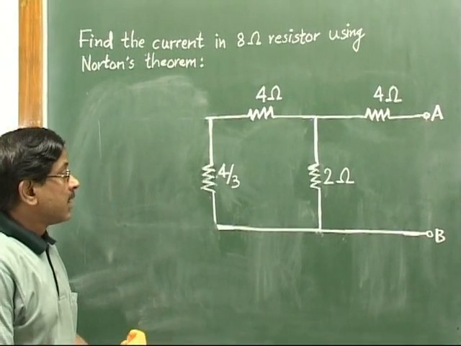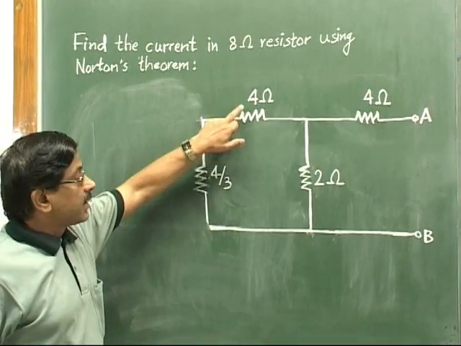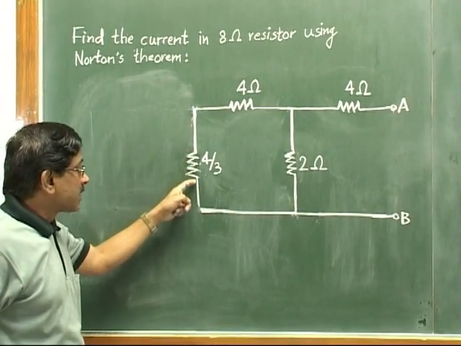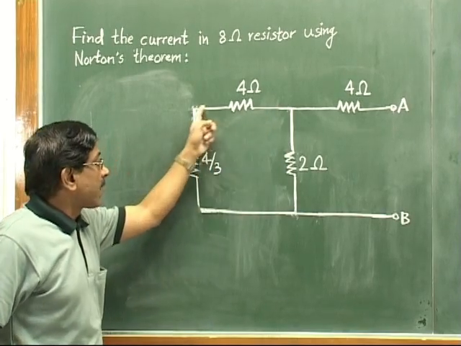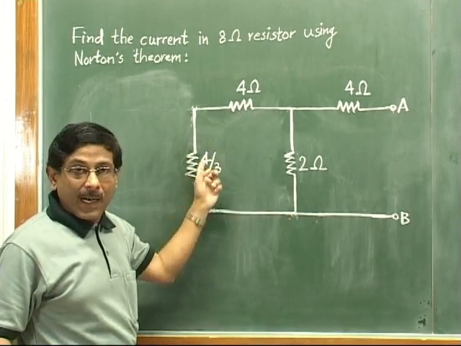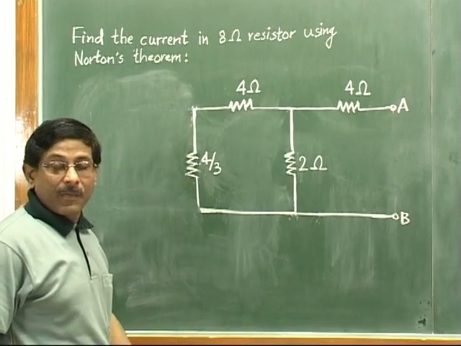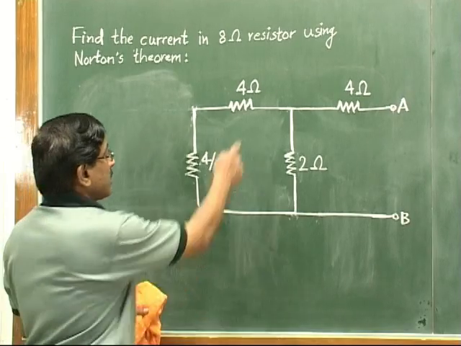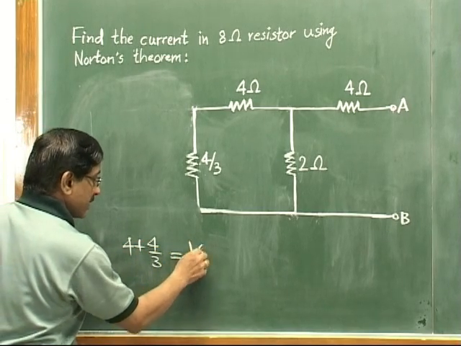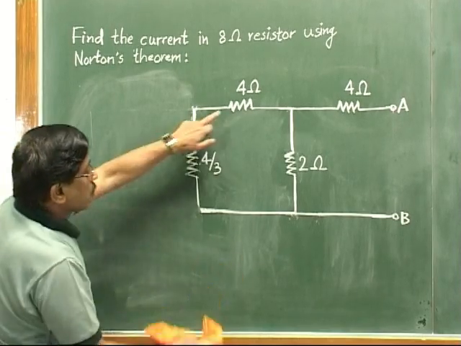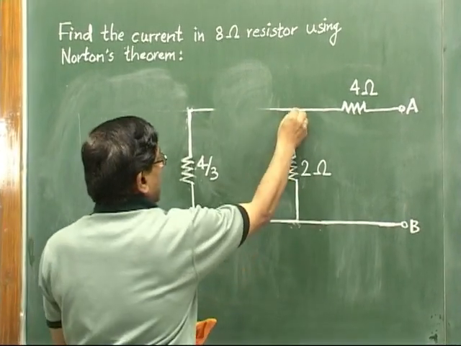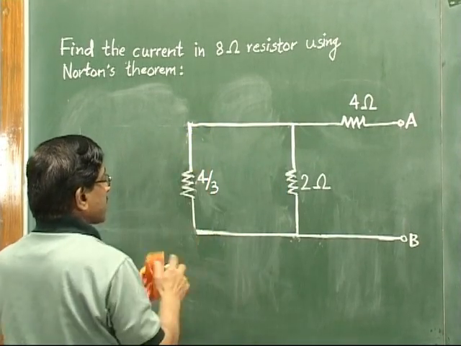Now further we have to reduce. Now you will find that this 4 by 3 and this 4 ohm, they are in series, because look at this branch, this 4 ohm is coming in series with this 4 by 3. So this entire branch you can replace with the series combination. Series combination is just the simple addition. So 4 plus 4 by 3 will be 16 by 3. So we have to replace these 2 resistances by a single resistance of 16 by 3. So the circuit will be reduced like this. Now this value we have to show 16 by 3.